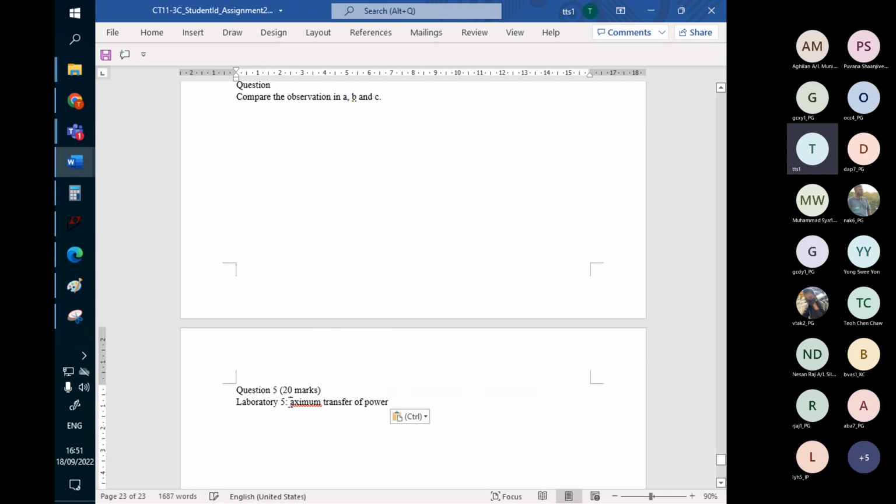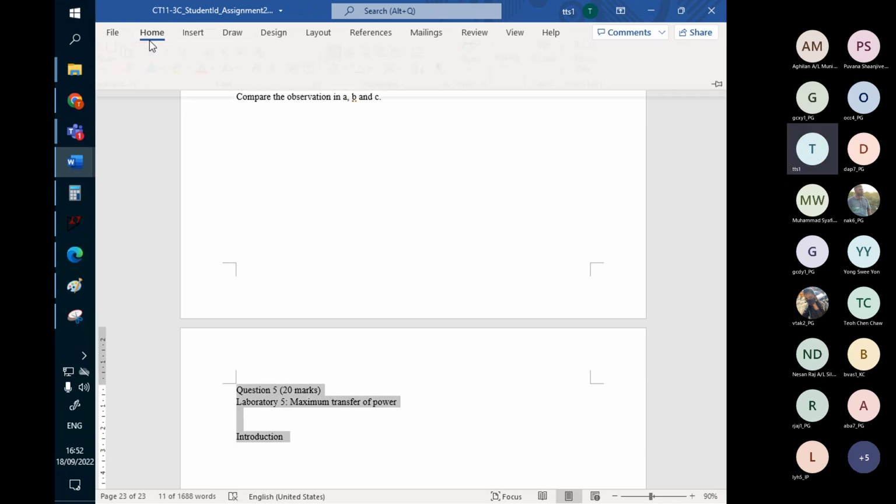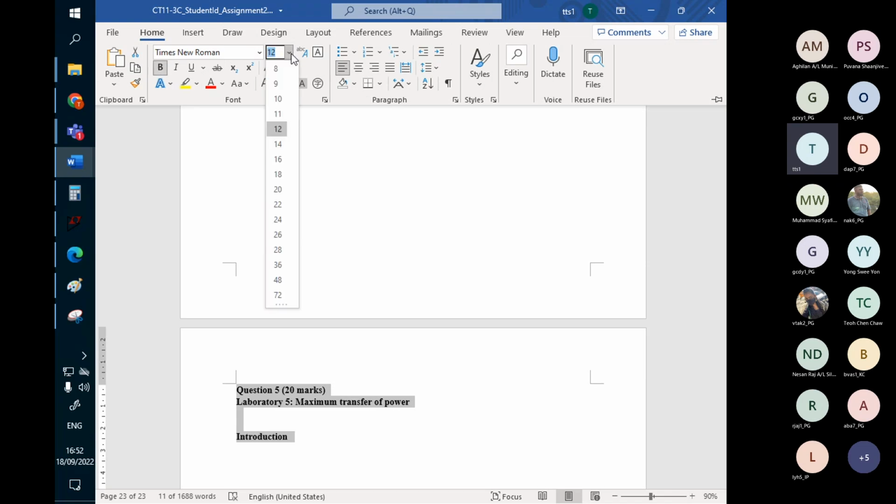Use the correct form. Okay. Let's see. Don't forget about this one. Try to be consistent.